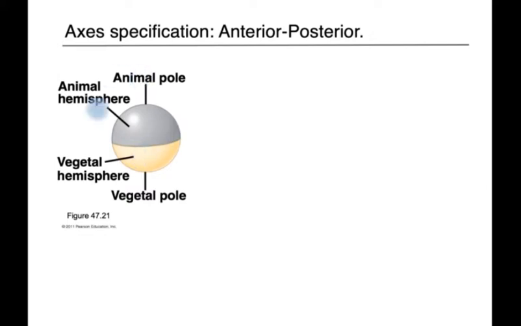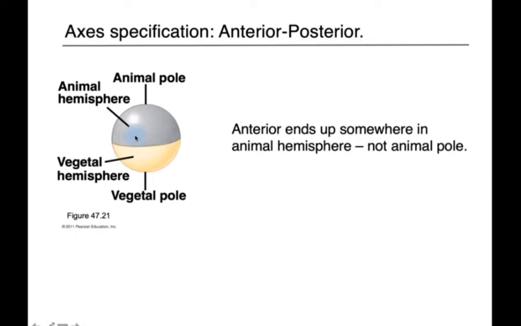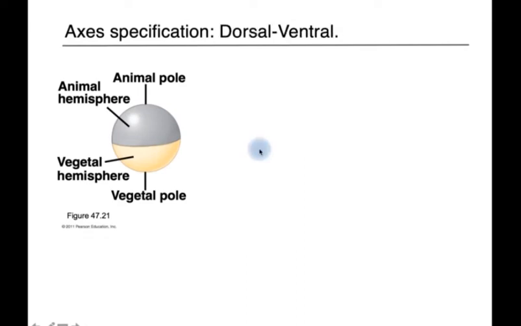If you think of this as a sphere, kind of like the Earth, there's also a North Pole and South Pole. The animal pole would be at the very top of the animal hemisphere, and so on for the vegetal pole. Thinking about the anterior-posterior axis, the anterior end ends up somewhere in this animal hemisphere. It's not the exact same as the animal pole, but it's somewhere in the animal hemisphere. So that's one thing that's inherent to the egg, this animal-vegetal axis, and that relates generally to the anterior-posterior axis. Now the dorsal-ventral axis, that is defined largely by the sperm entry point.